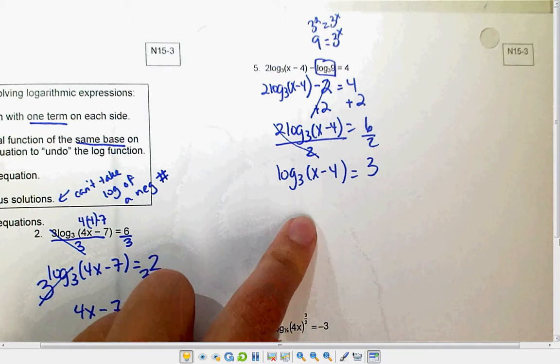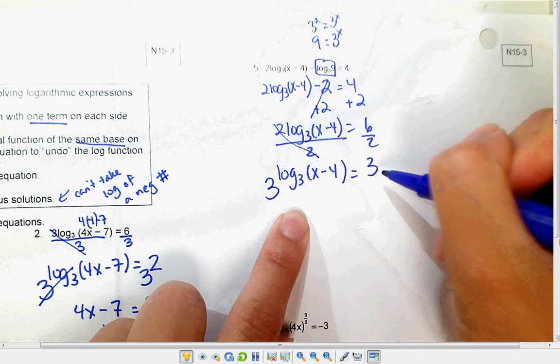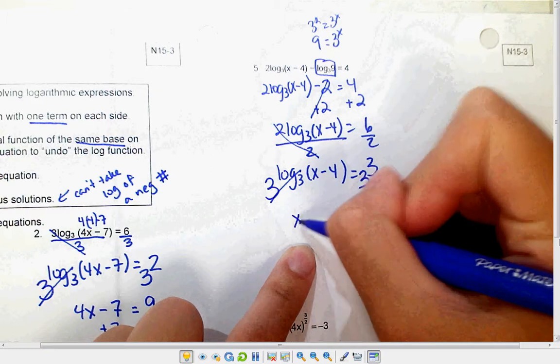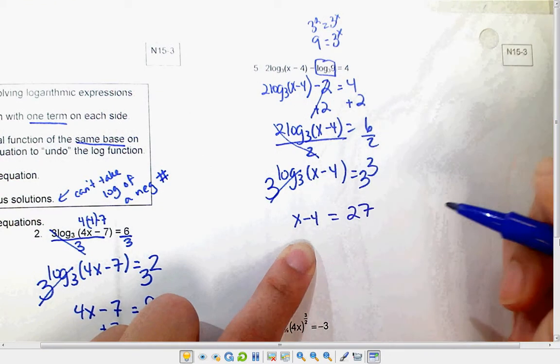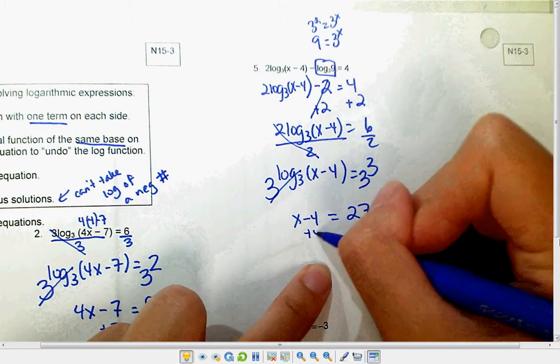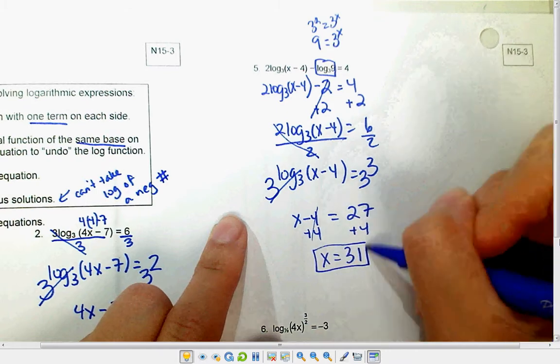And now that I have the log by itself, I can undo the log by raising it to the power of 3. So I have x minus 4 equals 3 to the power of 3, which is 27. And now we're just solving for x. So plus 4, x is equal to 31.